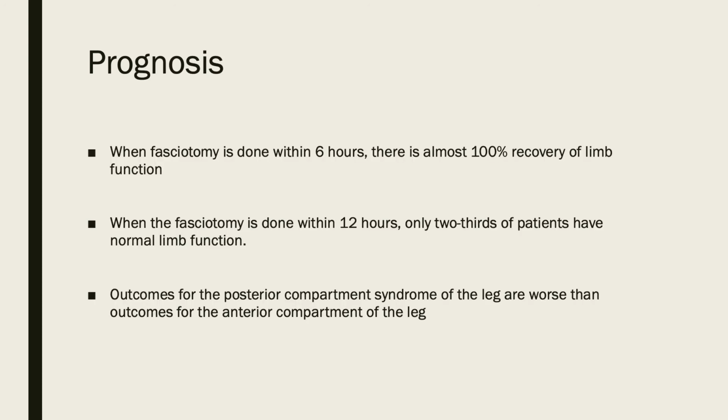So in terms of prognosis, when a fasciotomy is done within 6 hours, there is almost 100% recovery of the limb function. After 6 hours, this is where we tend to enter a grey area, and there may be some residual nerve damage. When a fasciotomy is done after around 12 hours, about 2/3 of patients have normal limb function. And outcomes for posterior compartment syndrome of the leg are worse than that for outcomes of the anterior compartment of the leg. This is felt to be because it's difficult to avoid inadequate decompression of the posterior compartment.